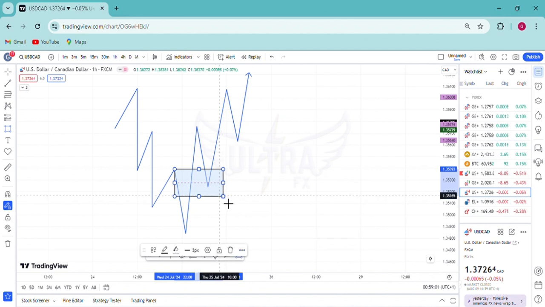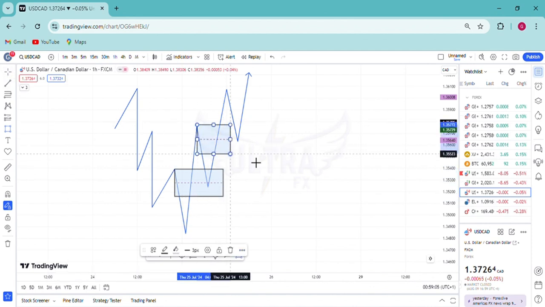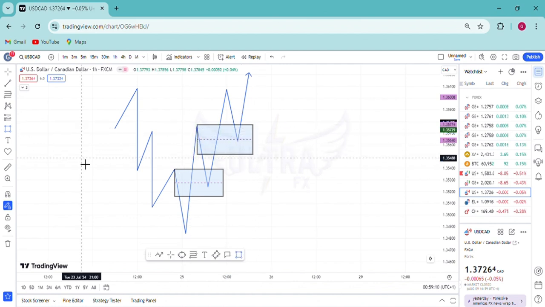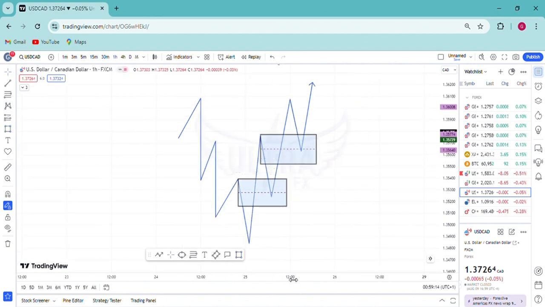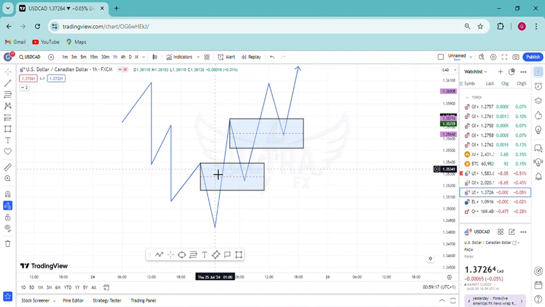And this is where we have our mitigation block. So this is our mitigation block. You can find a mitigation block in just one swing. So this breaker, prior to this breaker, we see that there was a low that was actually lower than the previous low. That's why we call it a lower low.